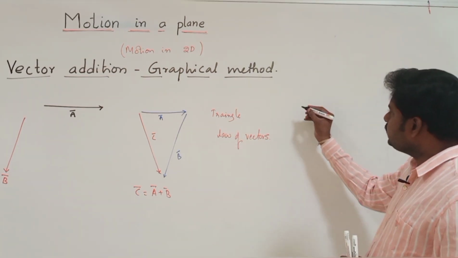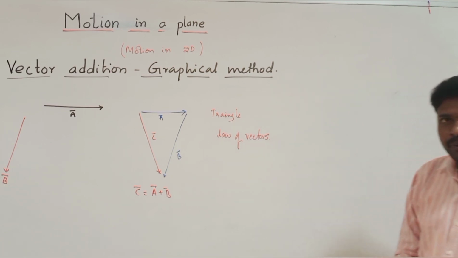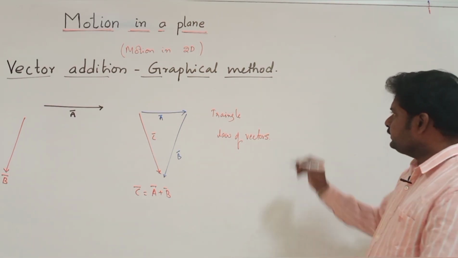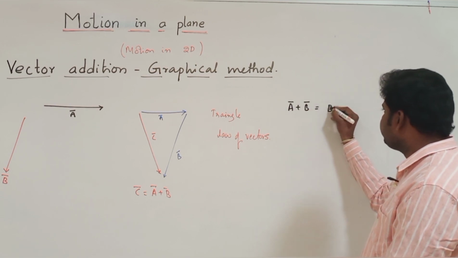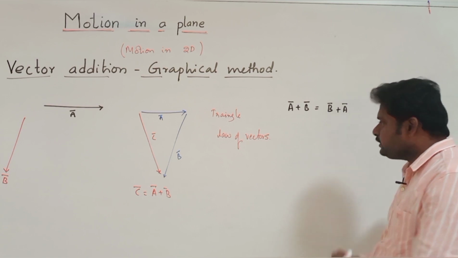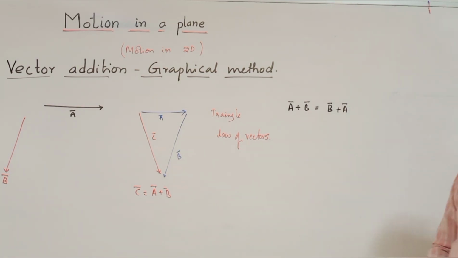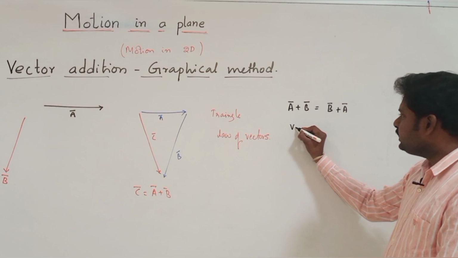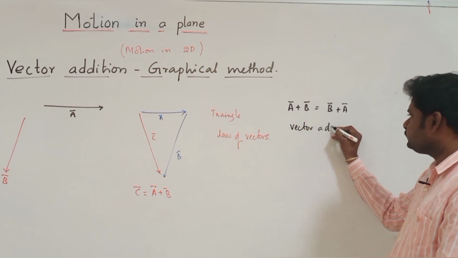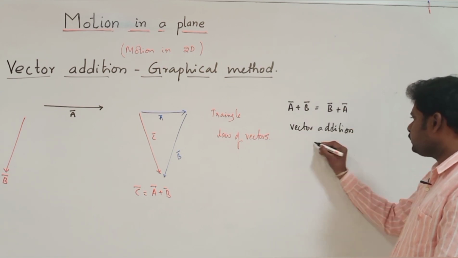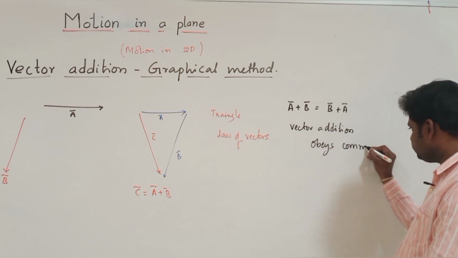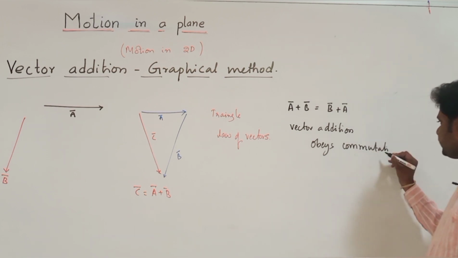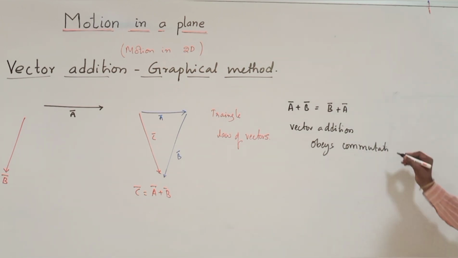Okay. Vector addition is commutative. What is meant by commutative law? Vector A plus vector B is equal to vector B plus vector A, that is, A plus B is equal to B plus A. This law is commutative. Vector addition obeys commutative law. Addition is commutative, not multiplication. That multiplication we shall see in a later case.